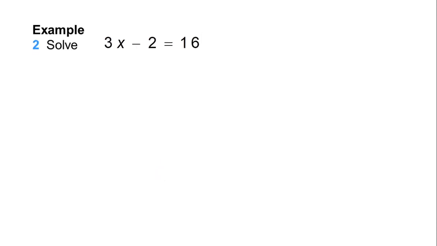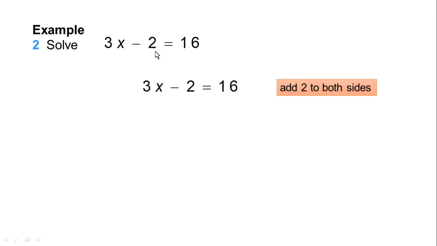Example number 2. 3x minus 2 is equal to 16. It's almost the same thing as the first question. In here, I have negative 2 or minus 2. What's the opposite of minus or subtraction? It's addition. So I'm just going to add both sides by 2, or add 2 to both sides. It will look like this. Negative 2 plus 2 is 0. 16 plus 2 is 18. So it will become 3x equals 18.